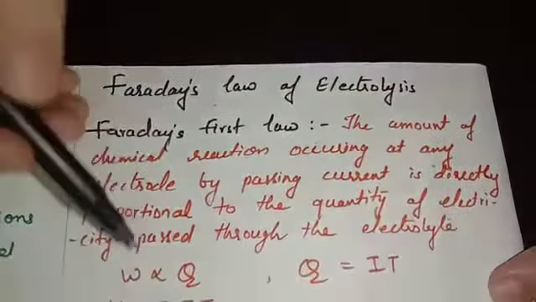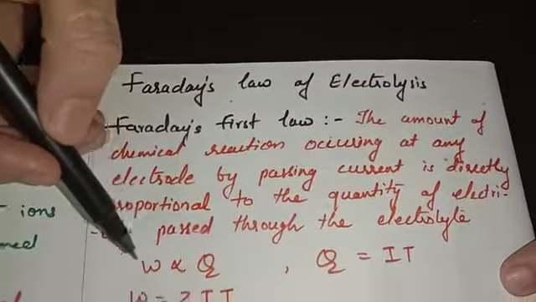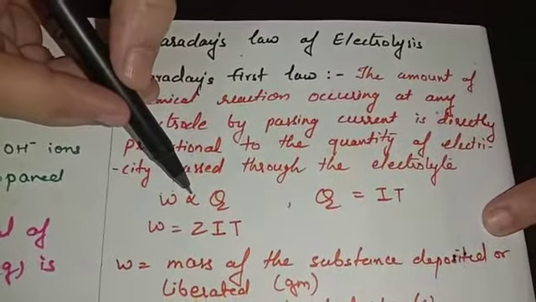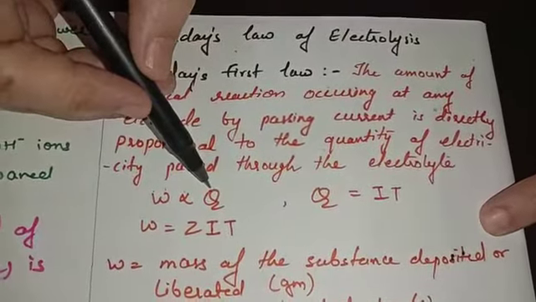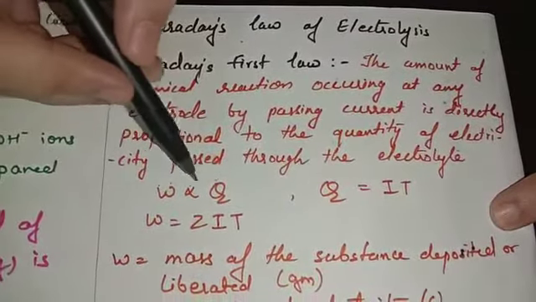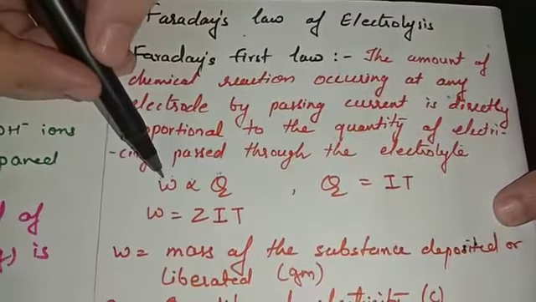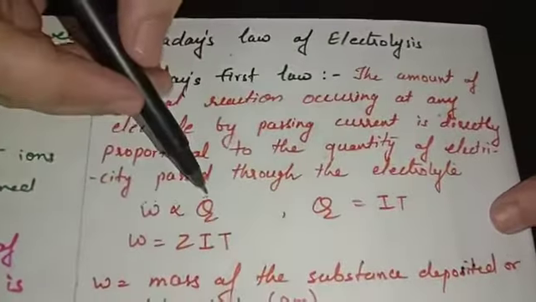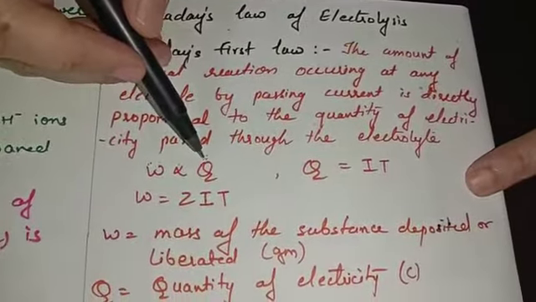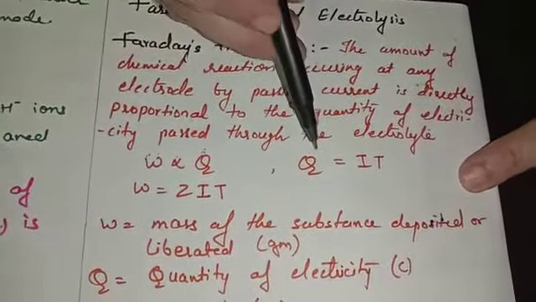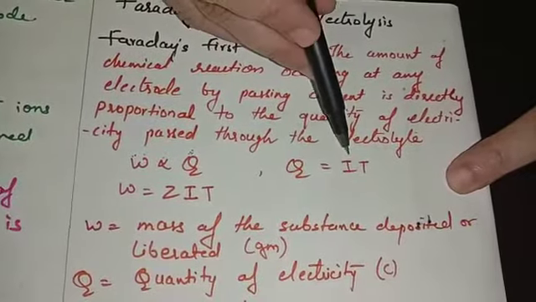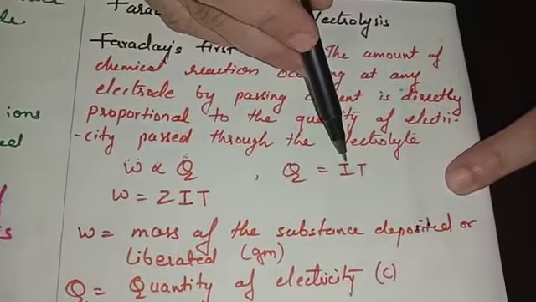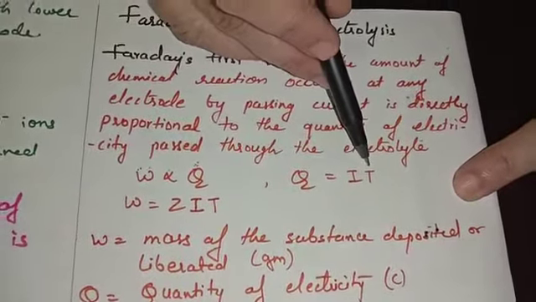In simple terms, we can say that the mass of the substance deposited at any electrode is directly proportional to the current passed through it. That is, W is directly proportional to Q, where W refers to the mass of the substance deposited or liberated, whereas Q is the quantity of electricity and its unit is coulomb. We know that Q equals IT, where I refers to the current and T represents the time. The unit of I is ampere, whereas time is in seconds.